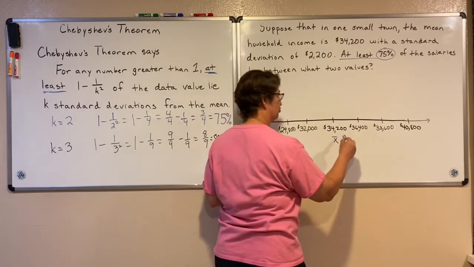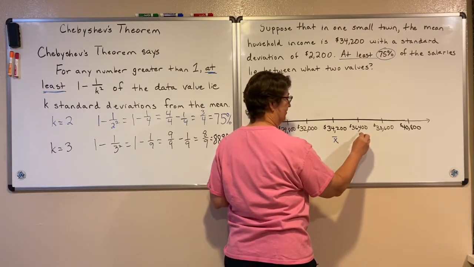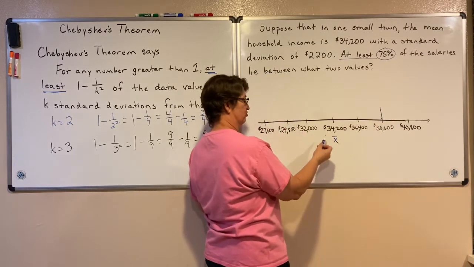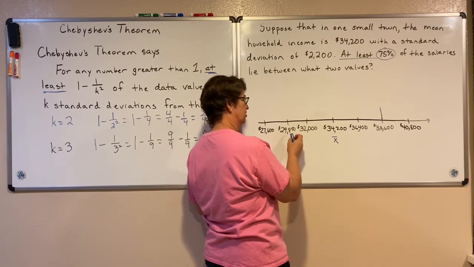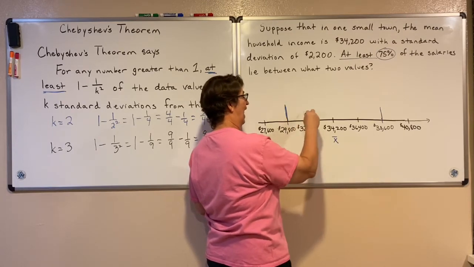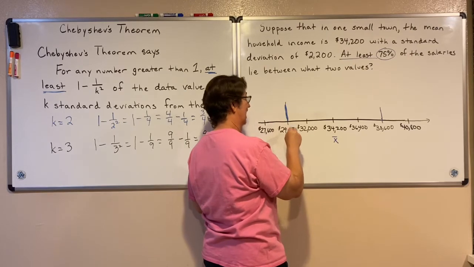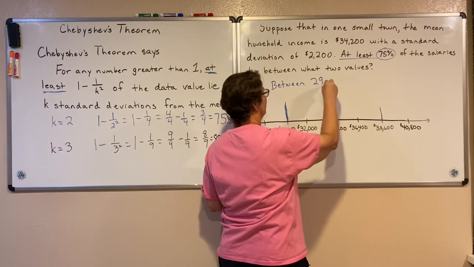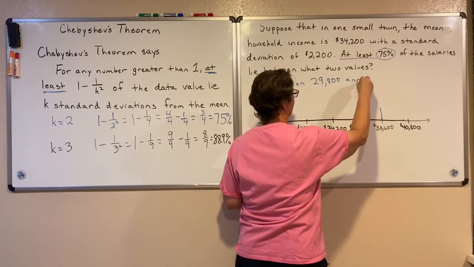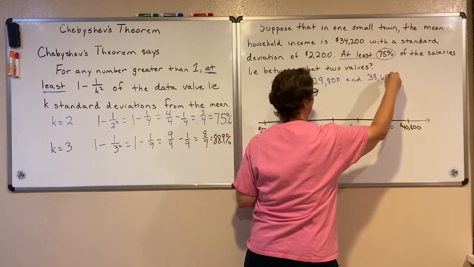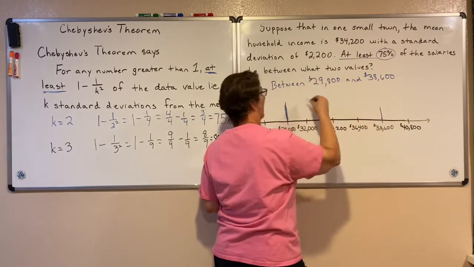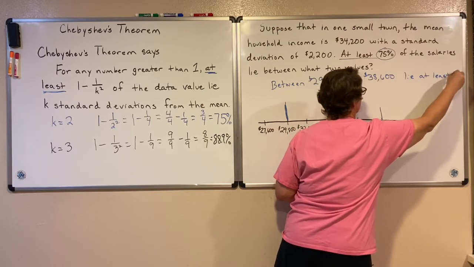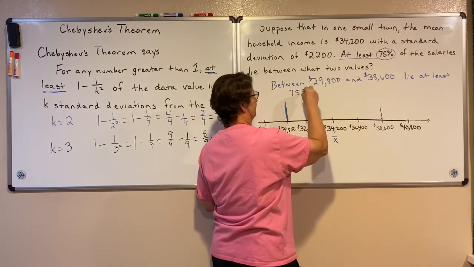So I'm going to go out 2 standard deviations. This was 1 standard deviation. There's 2 standard deviations. And I'm going to go backwards 2 standard deviations. 1 standard deviation, 2 standard deviations. So I know between 29,800 and 38,600, between those 2 values lie at least 75% of the salaries.